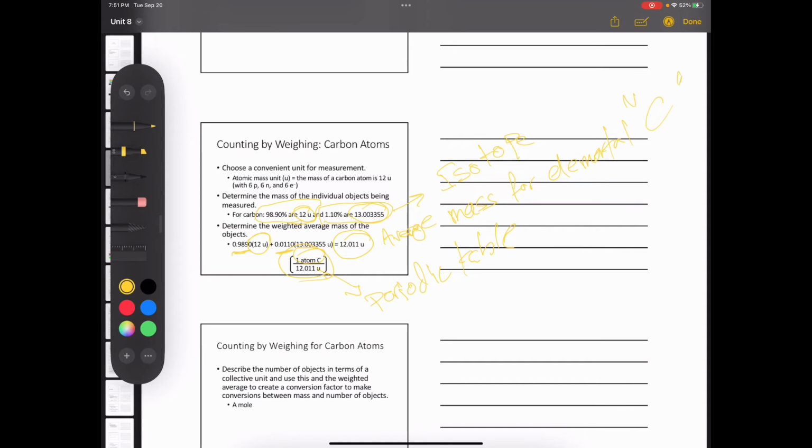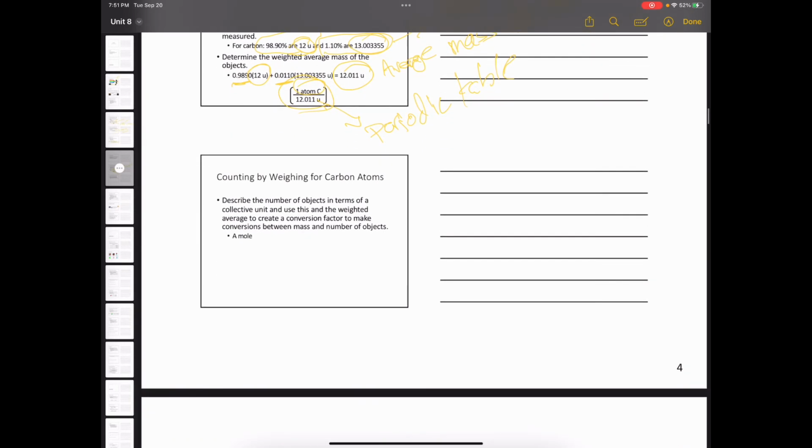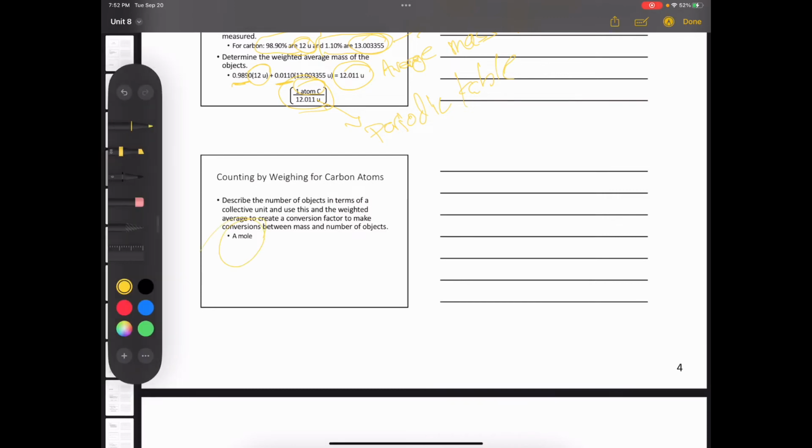Okay, so here is our relation between the mass of the atom and the count of the atoms, right? From this conversion, if I know how much I have of the carbon, I can convert that to counts of atoms of carbon. Okay? So we describe the number of objects in terms of a collective unit and use this and the weighted average to create a conversion factor to make conversions between mass and the number of objects. And that's what we refer to as a mole.